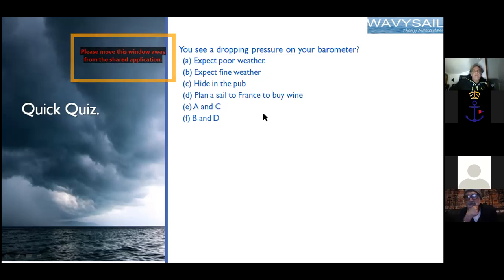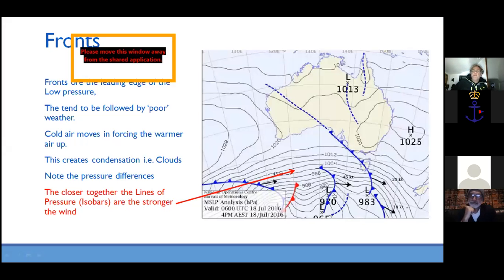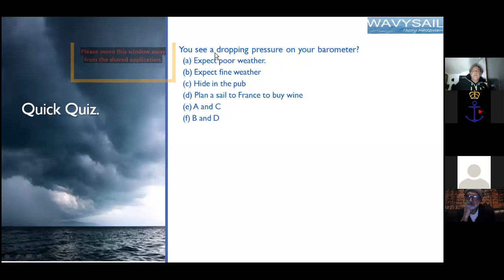Okay, so got a couple of odd answers coming in there. I'm going to go back one slide, if I can. If we look at the barometric pressures here, as the pressure drops, we'd expect worse weather because you've got a low pressure. There's 1,025, there's 983. So if you see your pressure dropping, you know it's coming in.